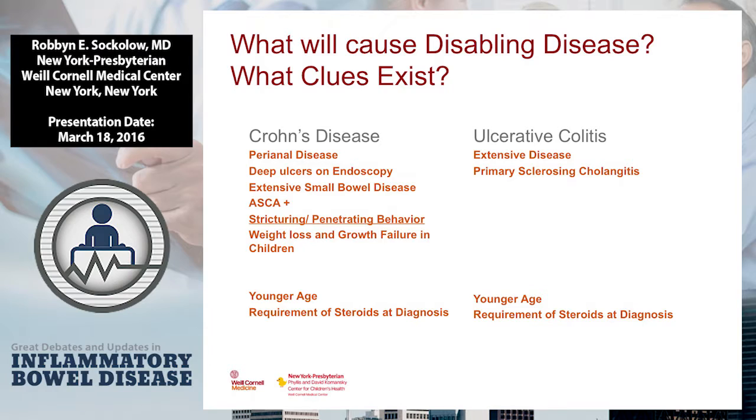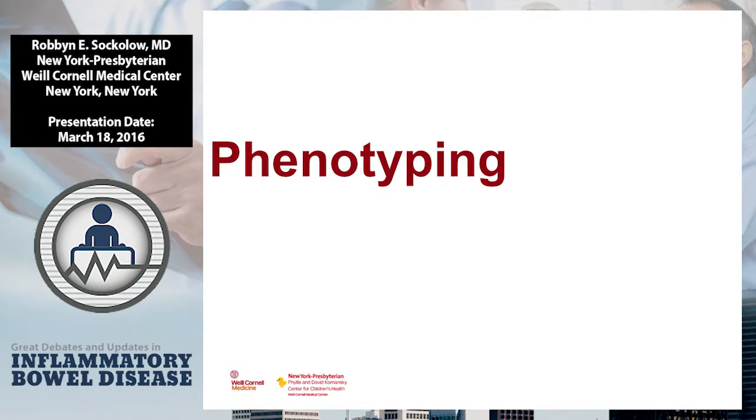Certainly for ulcerative colitis, if they have extensive disease, this is not just the patient with proctitis, but those, especially in pediatrics where a majority of our UC is pancolitis, that is a patient who may go on to a more complicated course. Those who are diagnosed with primary sclerosing cholangitis, although their colitic symptoms may not be as severe, those are the patients who could go on for complications of certainly cancer and maybe even those who need to go on to liver transplant. And again, younger age and early use of steroids.